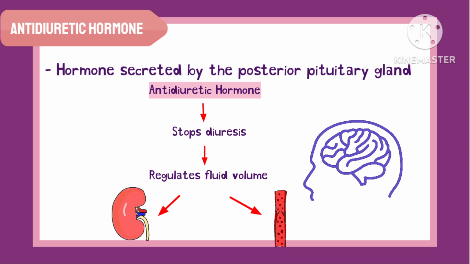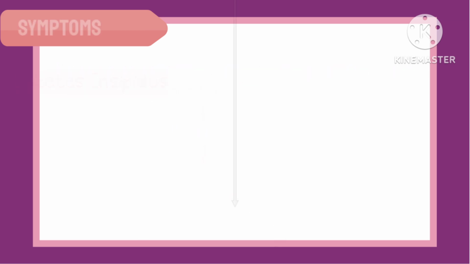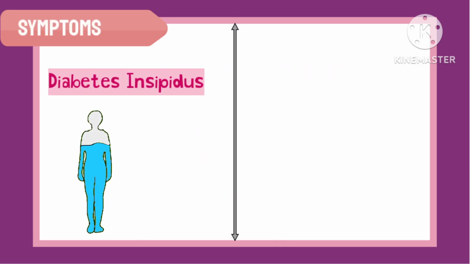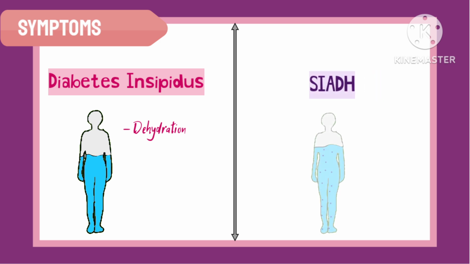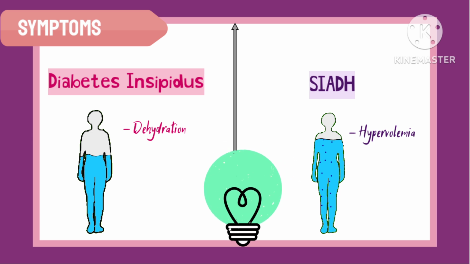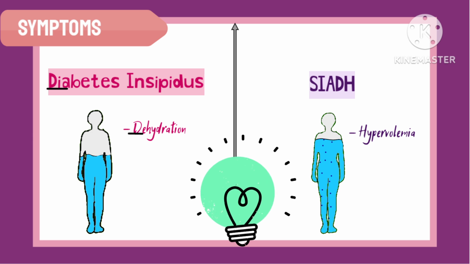When this hormone is in excess, it causes too much retention of fluid in the body, while when it is less, it allows too much excretion of fluid from the body. Thus, in diabetes insipidus, there is dehydration, while in SIADH, there is hypervolemia, that is, increased fluid levels in the body. The best trick to remember this disease is D for diabetes insipidus and D for dehydration.